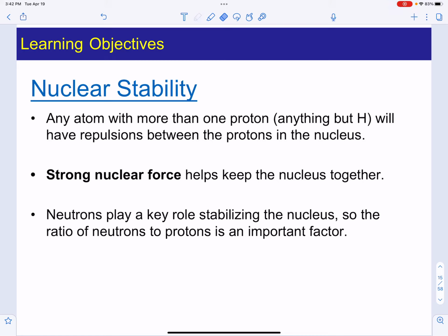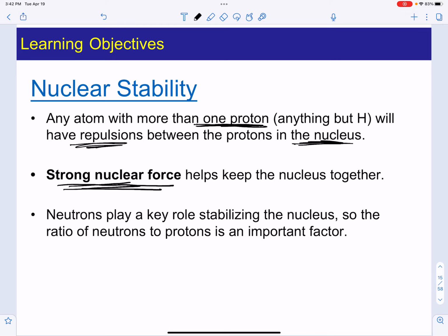So like I said before, once you have more than one proton, they're going to repel each other. So they're going to have repulsions. And those are going to happen because the nucleus contains a lot of them and they're super concentrated, super dense, so they're very close to each other. So what keeps them together? What keeps them together inside the nucleus, we call that the strong nuclear force.